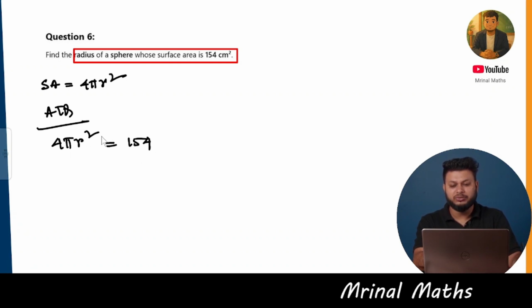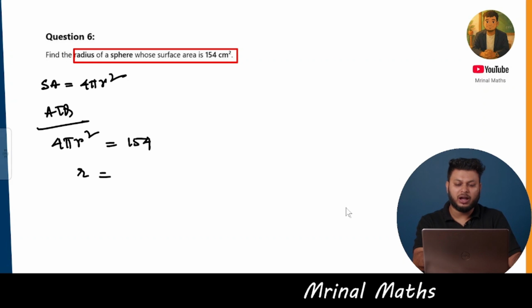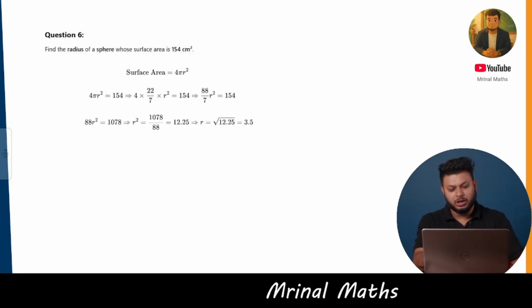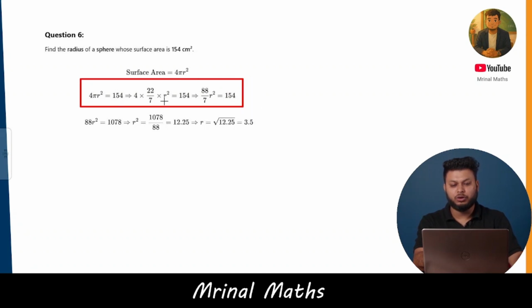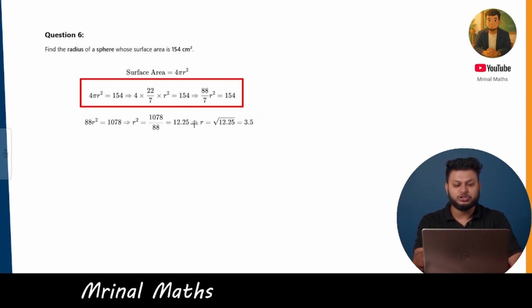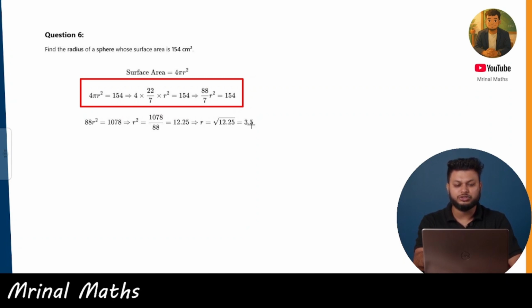Now if you solve this, you will get the value of r as I show you here. Look, 4 pi r square equal to 154. Finding the value of r here, solving it out, the final solution looks like this: r equal to square root of 12.25, which is 3.5.